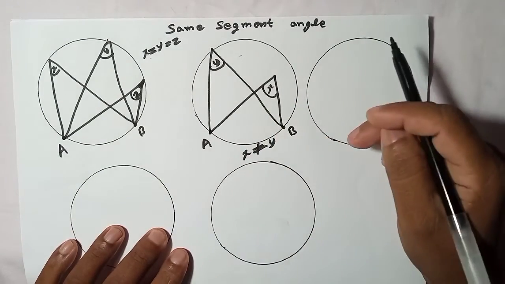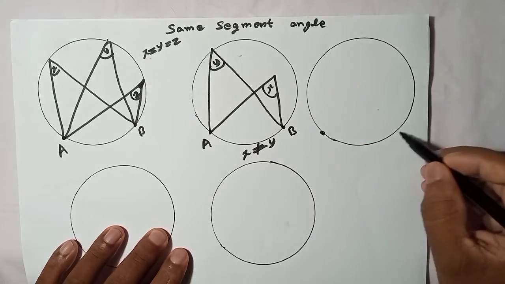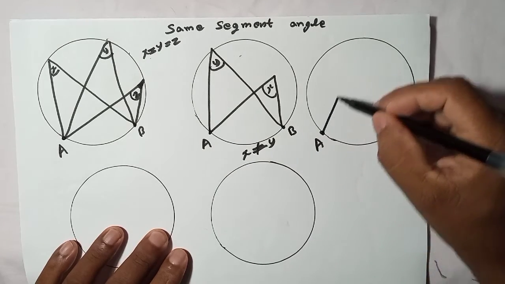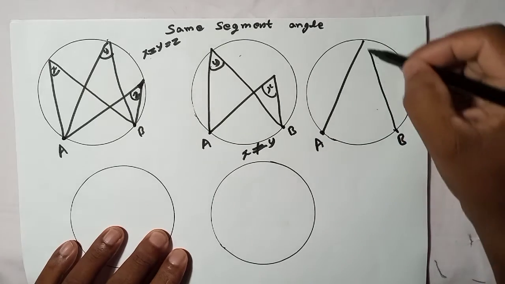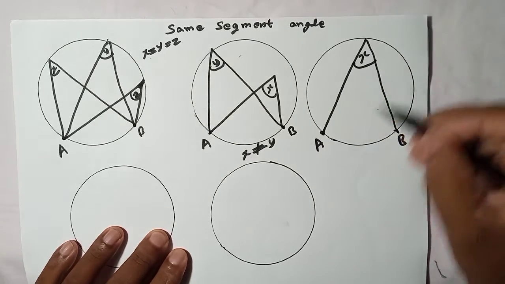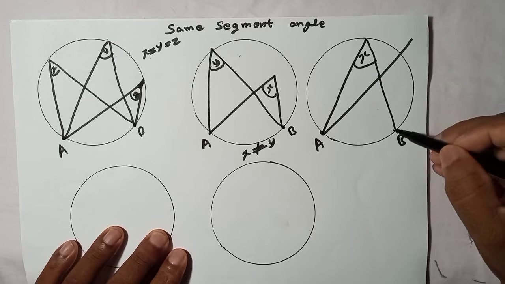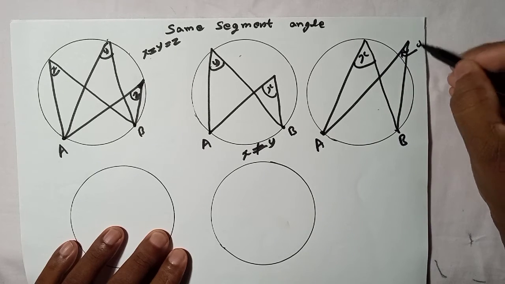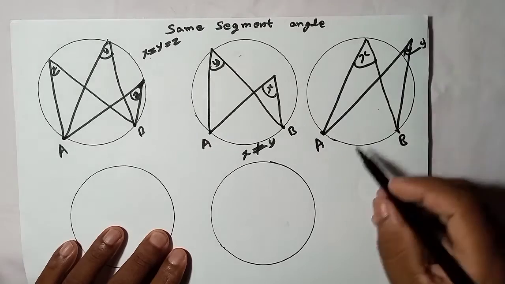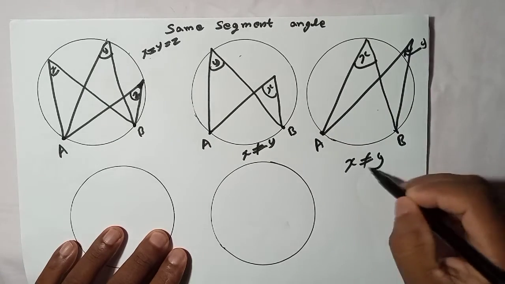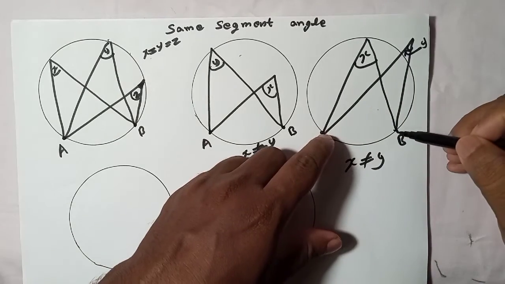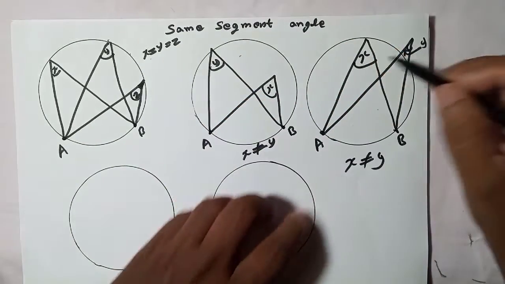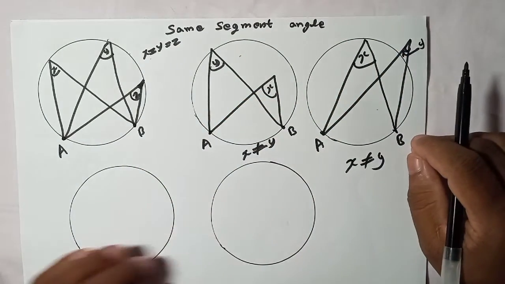Now let's consider another one. Again A and B. This one goes to the circumference like this, this is x, and the other one goes outside of the circle, this is y. These two are not equal, x not equal to y, because only one goes to the circumference and the other one goes outside. That's why these two are not equal.